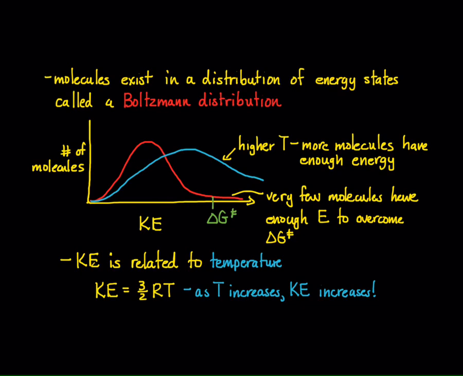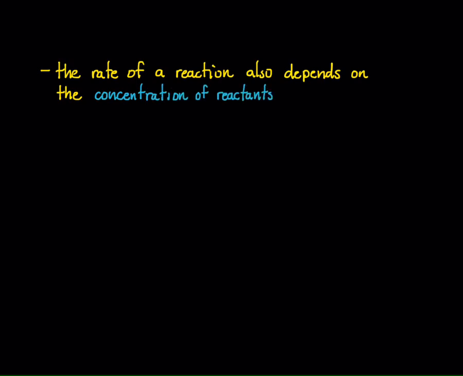So at higher temperatures, more molecules have enough energy to overcome that barrier. Oftentimes, kinetics is related to temperature. If we have a slow reaction, we can get it to speed up by increasing the temperature, which increases the kinetic energy of the molecules, and therefore more molecules have enough energy to overcome that activation barrier. Okay? Now the rate of a reaction, the kinetics, also depends on the concentration of reactants. So it depends on the temperature, but it also depends on the concentration of reactants.